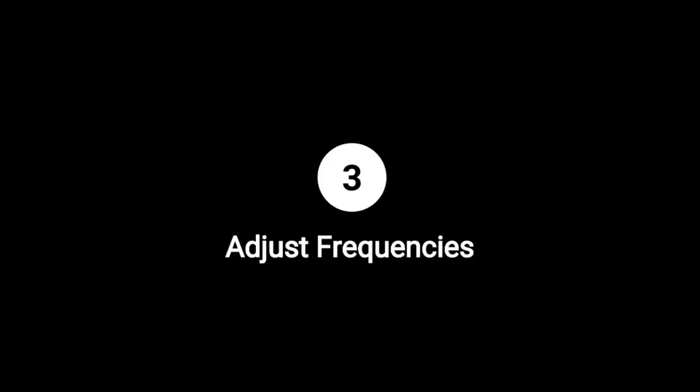Step 2. Find Equalizer. Navigate to the equalizer settings using the volume knob to explore audio control options. Step 3. Adjust frequencies. Adjust frequency bands. Bass for low, 60 to 250 Hz. Midtones for vocals, 400 to 2.5 kHz. And treble for clarity, 4 to 16 kHz.